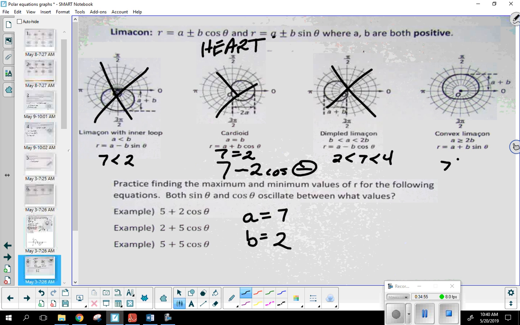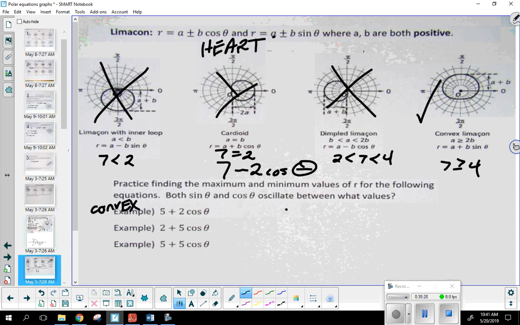So A, 7, is greater than or equal to 2B, 4. Now the orientation might be different, depending on what you have in your equation, but it's going to be a circle where one side of it is flattened out. Now if we go through the list, we notice that this one here, 5 plus 2 cosine theta, because A is larger than B, is going to end up being another convex limaçon. This one's convex as well.